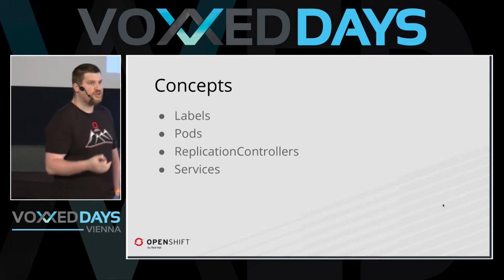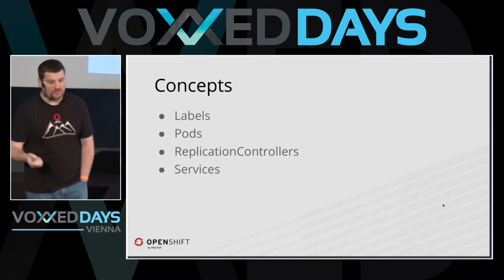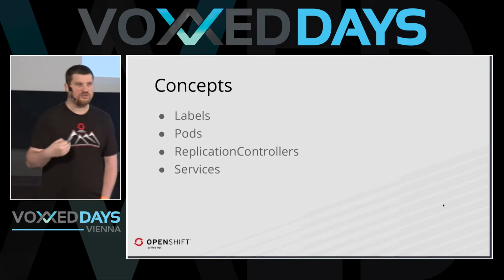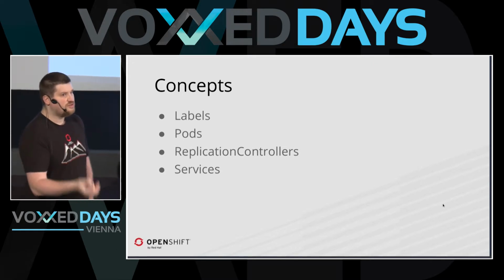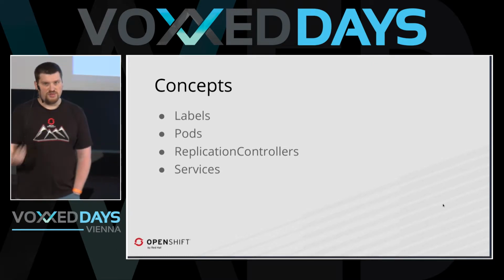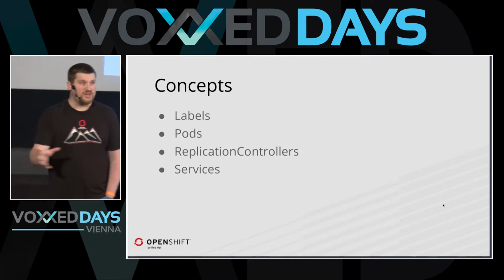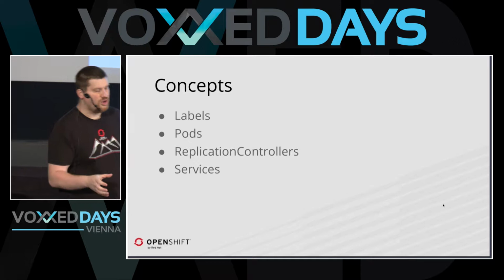Pods. Kubernetes doesn't work with the concept of container. It works with the concept of pod. And a pod is a set of containers that has the same lifecycle, is bound to the same network interface, and is running on the same node. So it's containers that are always tied together.